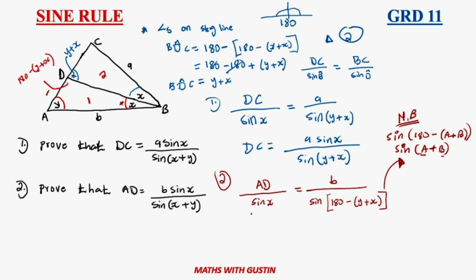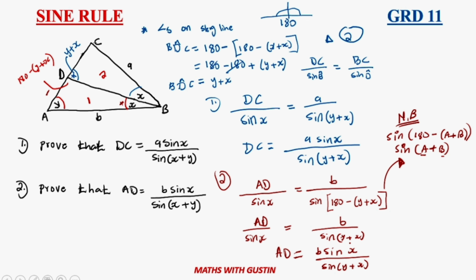Therefore, this will give us AD over sin x, equals B over sine (y plus x). When you make AD the subject of the formula, AD will be equal to B sin x all over sin(y plus x). And that's how you would deal with a question like this one.